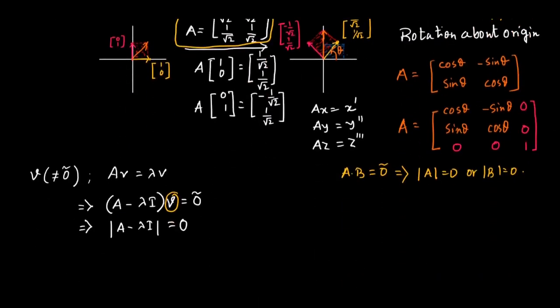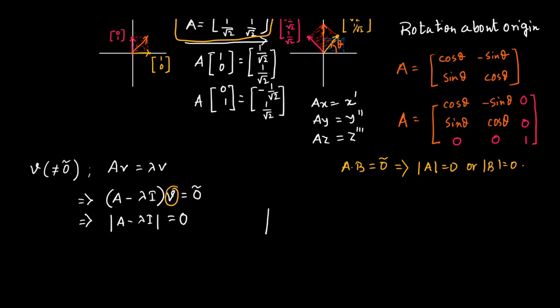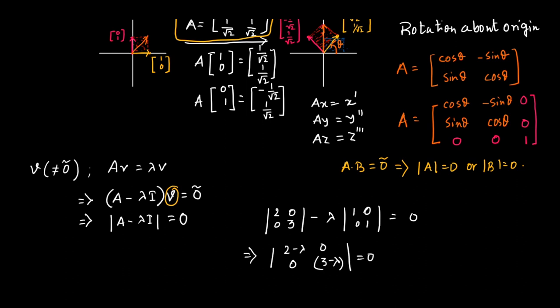For example, if we do it for the first problem, 2003, let us see what we get. We get A minus lambda I: 2003 minus lambda into I, which is 1001, is equal to zero. This implies the matrix with 2 minus lambda, 0, 0, 3 minus lambda has determinant equal to 0. Now, this implies 2 minus lambda into 3 minus lambda is equal to 0, which implies lambda is equal to 2 and 3. So lambda will have two values, 2 and 3.